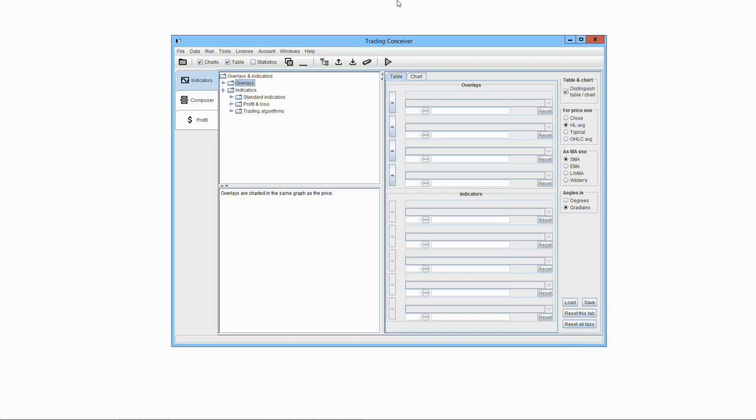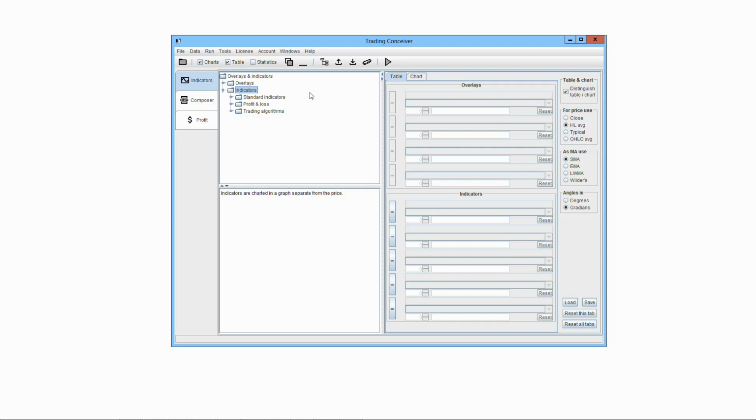The list of implemented overlays and indicators is presented in a tree-like structure. To expand or collapse a branch, either double-click on it or click on its handle. The tree has two main branches. Overlays: they are charted in the same graph as the price. Indicators: they are charted in a graph separate from the price. These two together are usually referred to simply as indicators.